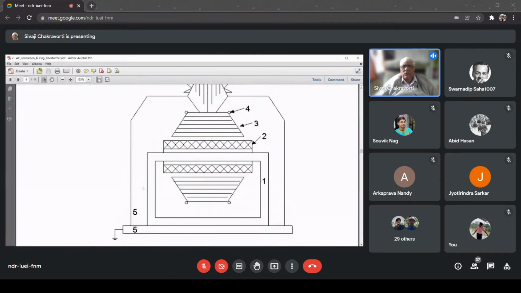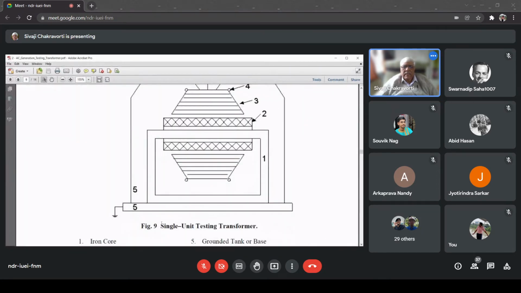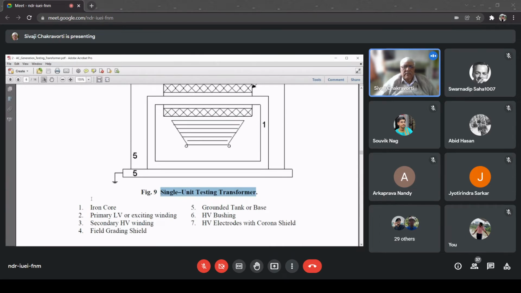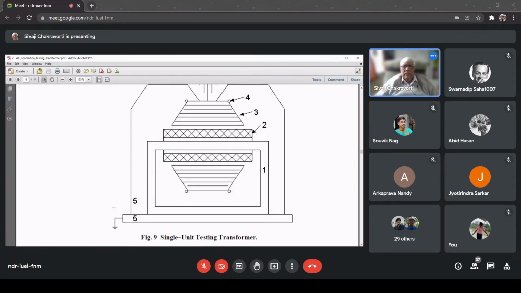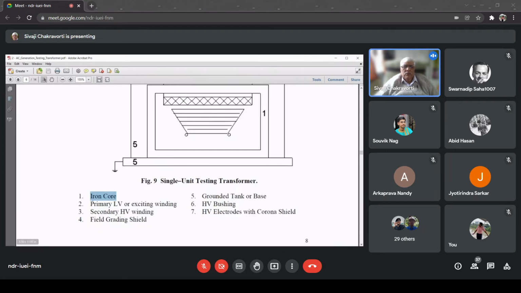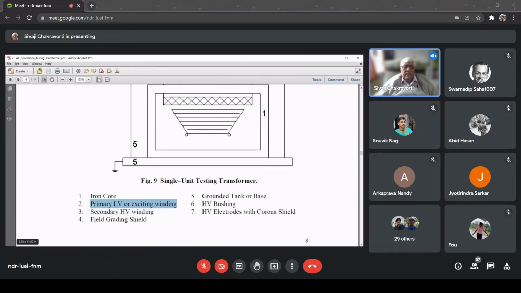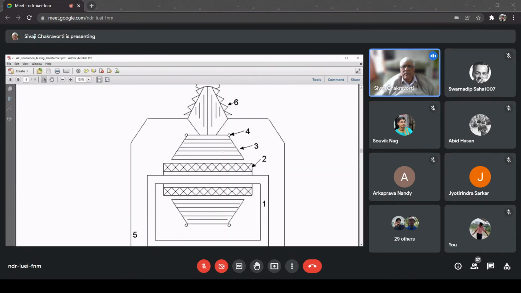this is what I would like to show you, that this is typically a single unit testing transformer shown here, where different components are like one, as you can see, is the iron core. Then two is the LV winding. You know always that the LV winding is placed nearer to the core, because then the potential difference between LV winding and core is lower. If you put high voltage winding nearer the core, then you have to provide much higher insulation. Then 3 is the HV winding, that is this one.